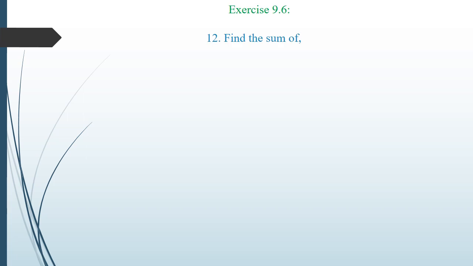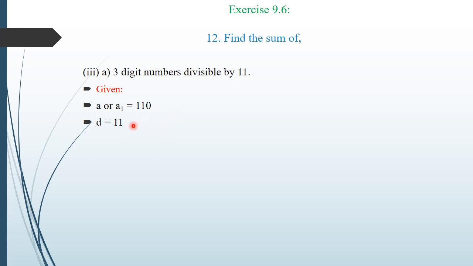Coming to the next sub question, question number 12, which says find the sum of 3-digit numbers divisible by 11. Here we need to find the first 3-digit number that is divisible by 11, that is going to be 110, because we know that 11 into 9 is 99, 11 into 10 is 110. Therefore 110 will be the first 3-digit number that is divisible by 11, and we know that d is going to be same always, that is 11 here, so I'll keep it as 11.